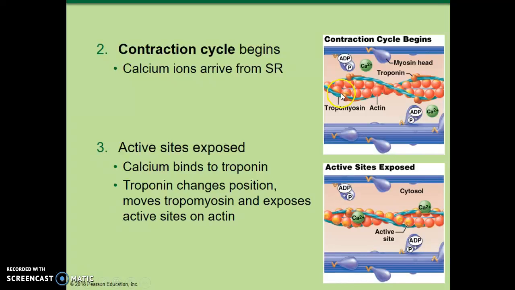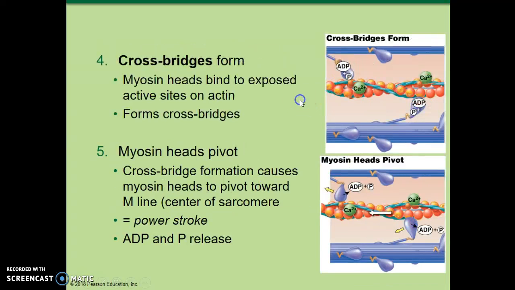The tropomyosin was covering up a binding site on the actin. So calcium enters, it moves the troponin, which then moves the tropomyosin, and it opens up the binding site on the actin. Once the binding site is opened up, then the myosin head here, this purple head, can bind to the active site on the actin. This is called forming a cross bridge. You've got millions of these myosin heads binding to the actin filaments.